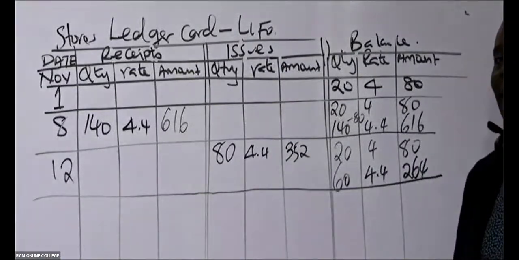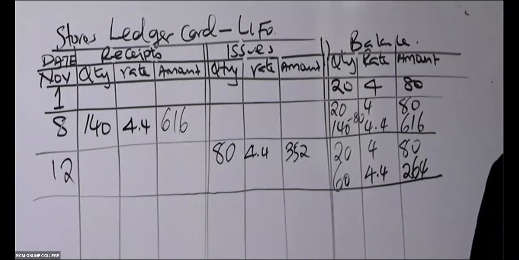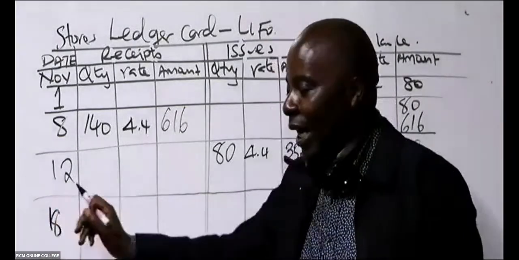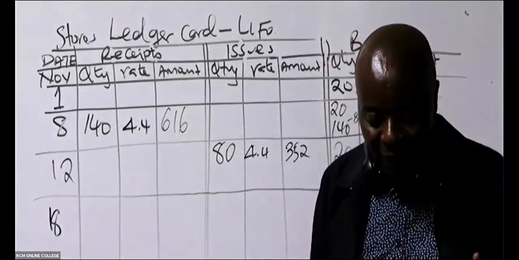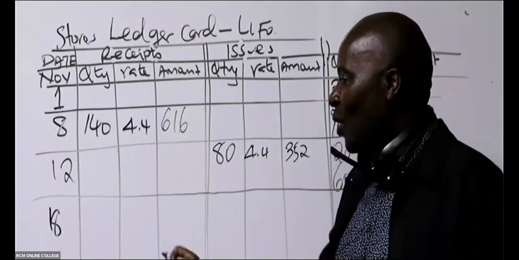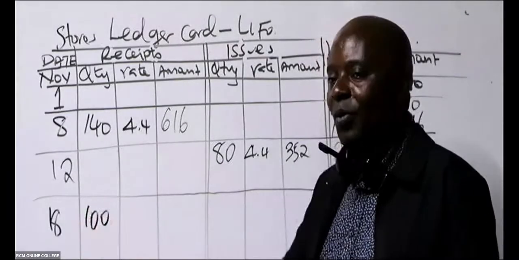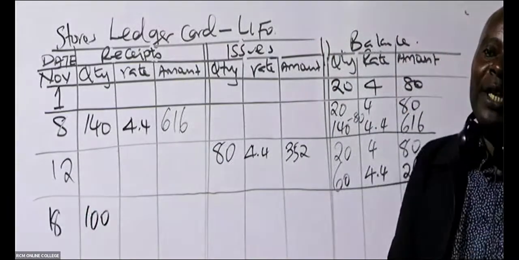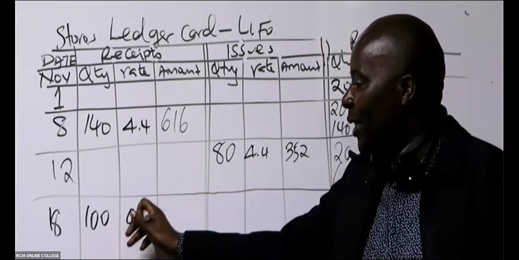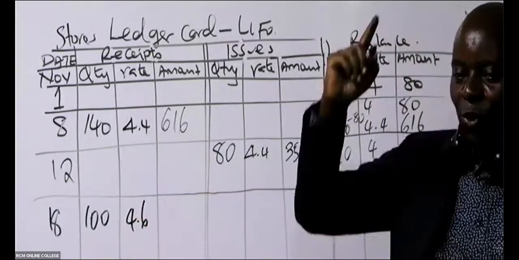Now from there, you go to the next date. So the next date will be the 18th. So on the 18th, what happened? How many? 100. I hope I'm happy because even the online guys are able to follow. So we received 100. When you receive, of course, you're receiving this at some rate. 4.6.